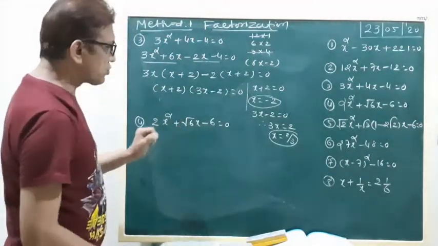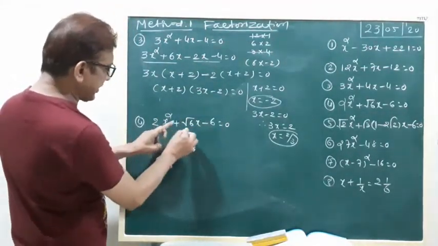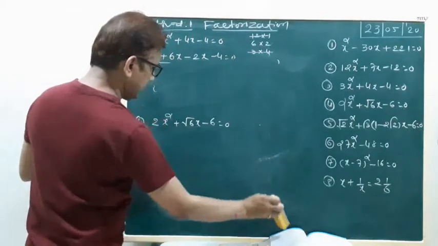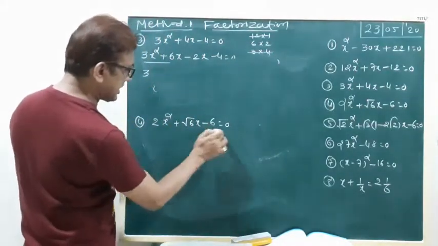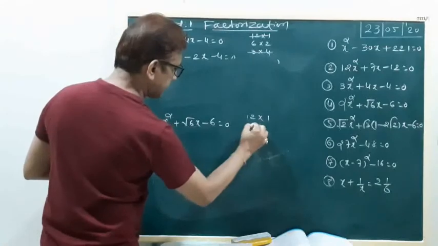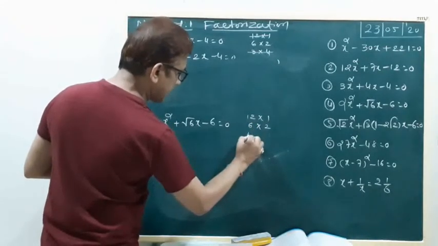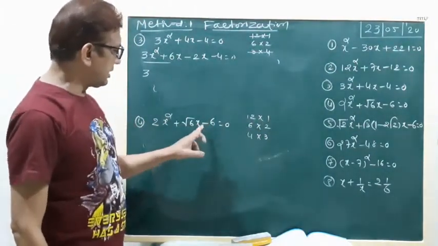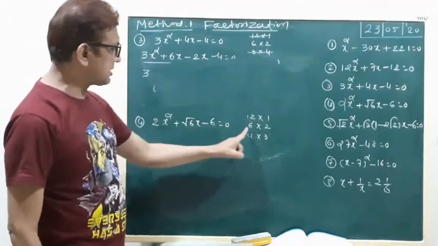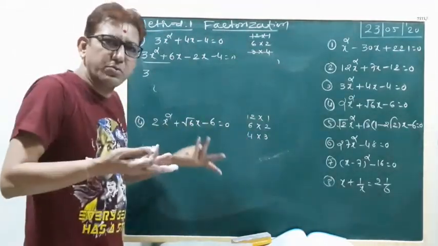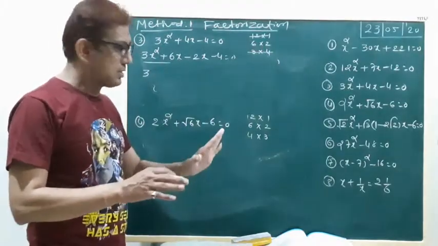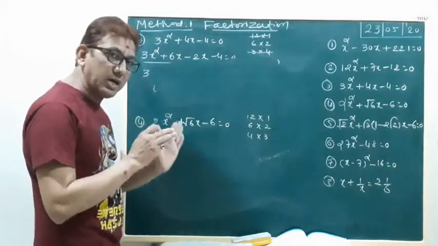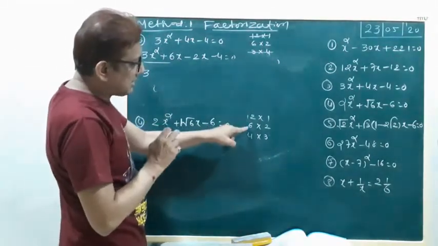Clear? Now this question: 2x square plus root 6x minus 6 equal to 0. Okay, so first we multiply. 2 sixes are 12. 12 ones are 12, 6 twos are 12 and 4 threes are 12. Right? Here 12 minus 1 is 11, and the last term is negative, so 12 minus 1, 11, not possible. 6 minus 2, 4, not possible. 4 minus 3, 1, not possible. But here the middle term is root 6. Right? Here we are calling it 1 root 6.